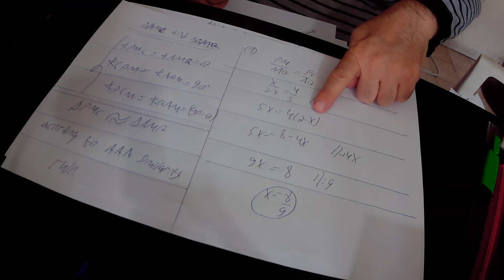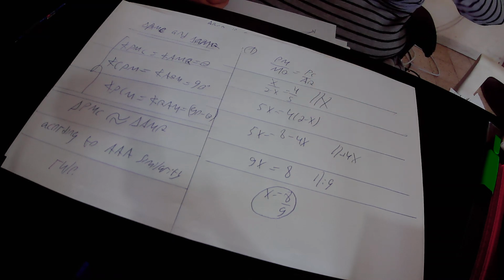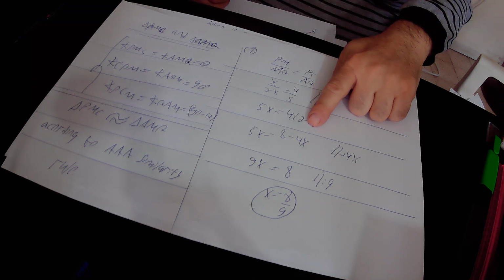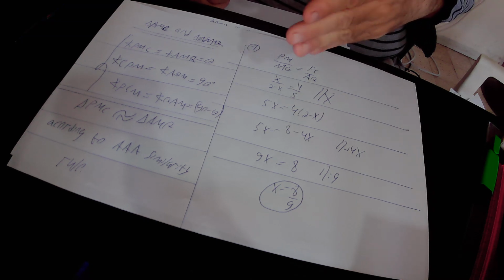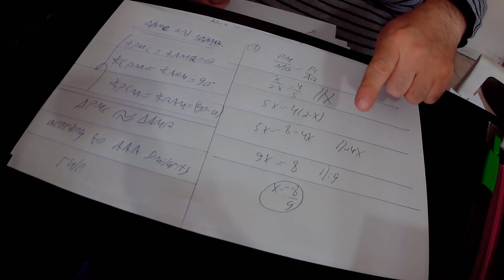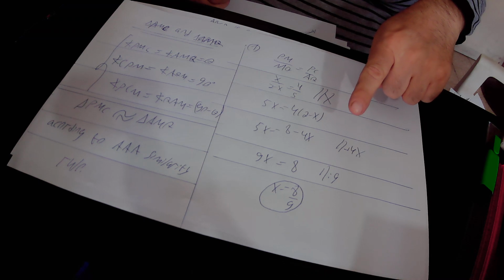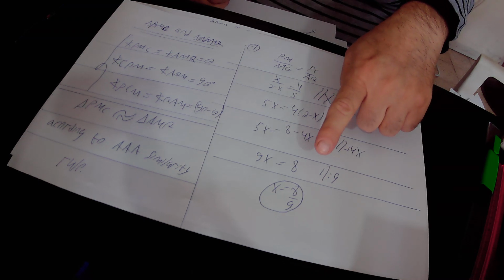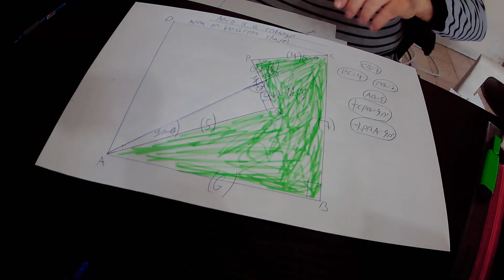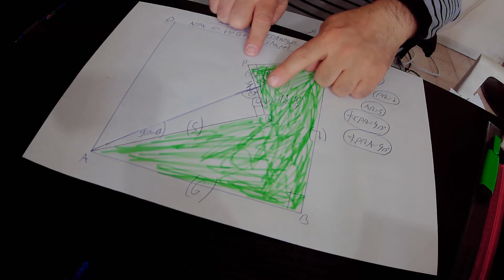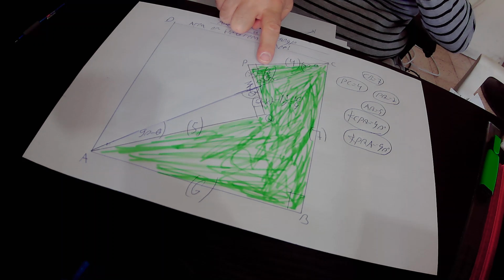4 minus x is minus 4x. So in total, we found out that 5x equals 8 minus 4x. Here we added 4x to this equation, and found that 8 equals 5x plus 4x, which is 9x. So 8 equals 9x. We divide this equation by 9, and find that x equals 8 over 9. So line segment PM is equal to x, which is 8 over 9.